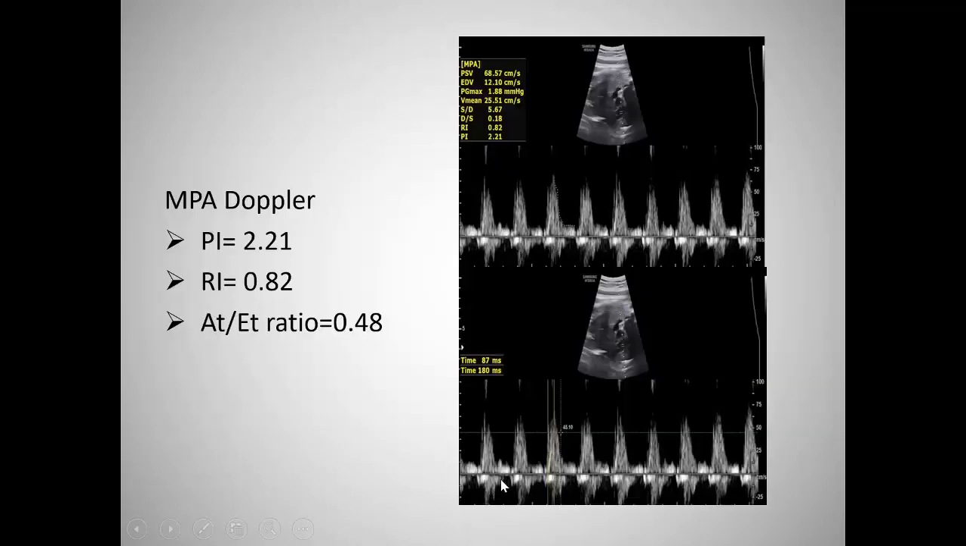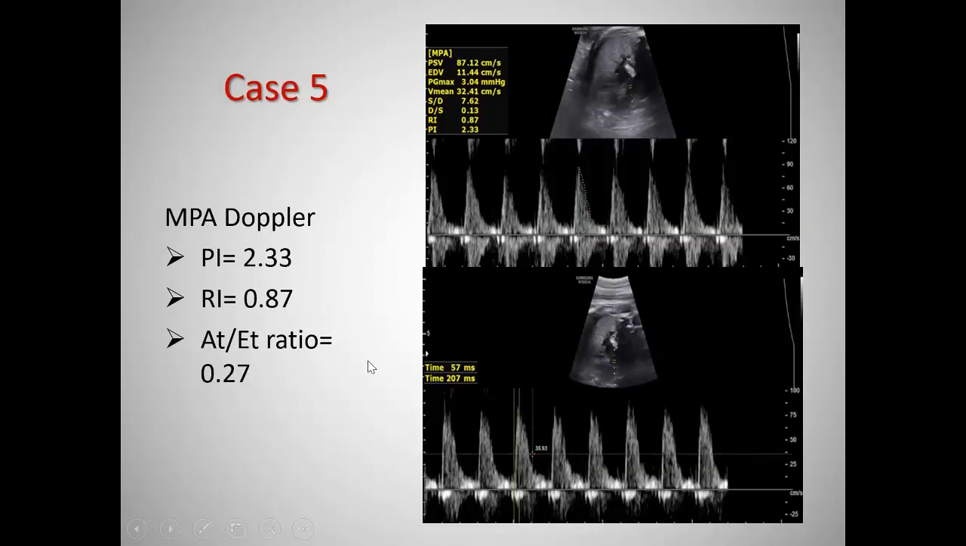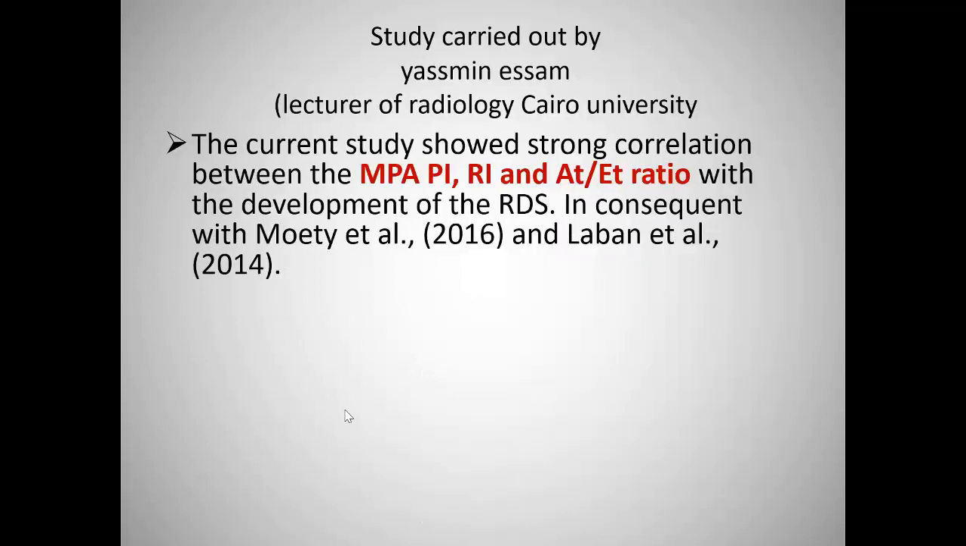In the main pulmonary artery Doppler, here we have a case where the PI is 2.2, the RI 0.8, and the acceleration time to ejection time ratio 0.84, and this means it's a good mature fetus. This is another case. And here the ejection time ratio is low, so this is an immature fetus regarding the Doppler indices.